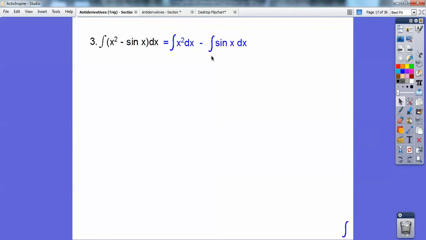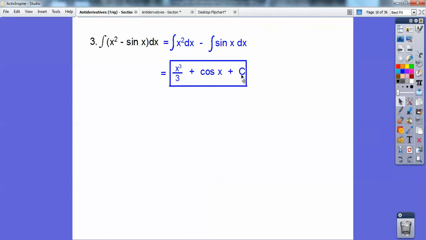Okay, and then the integral of x squared is x cubed over 3, and the integral of sine is negative cosine, so it's negative negative, which became a plus cosine. Okay, don't forget your plus c. There's a plus c from this one and a plus c from this one.